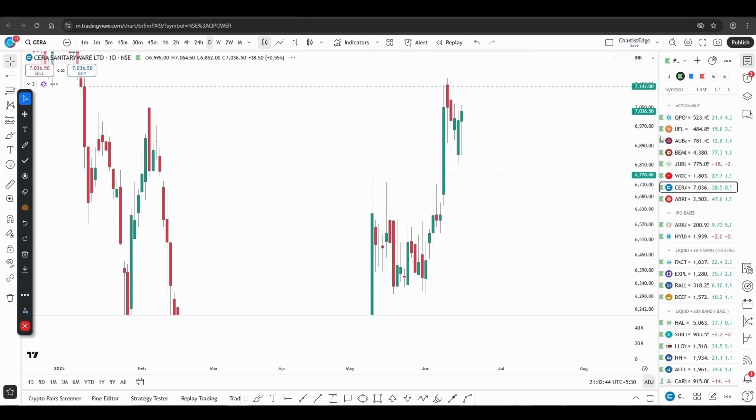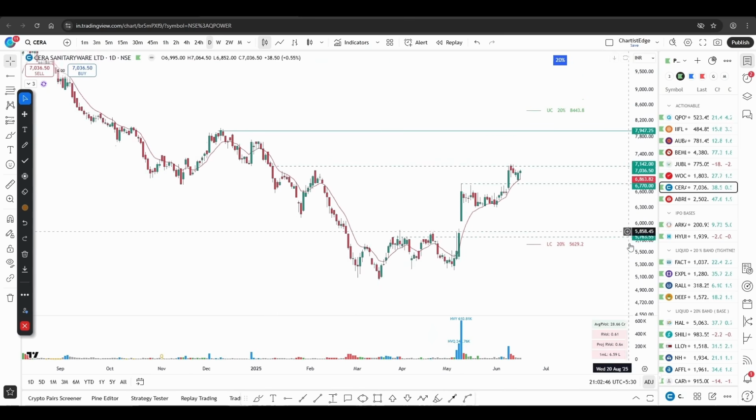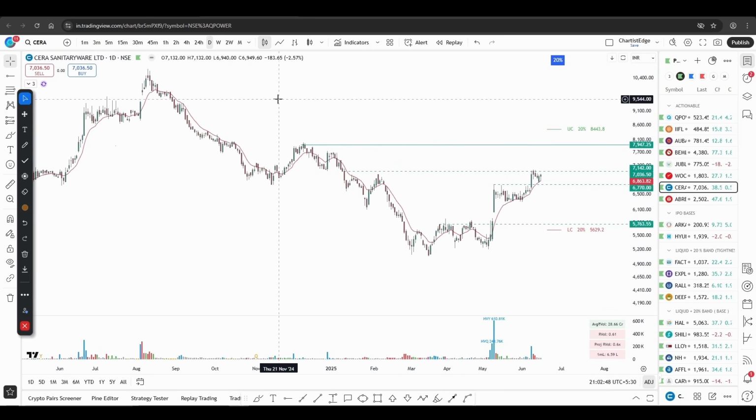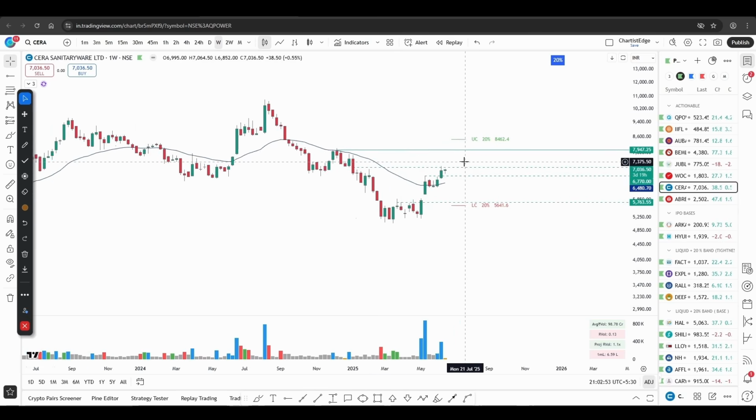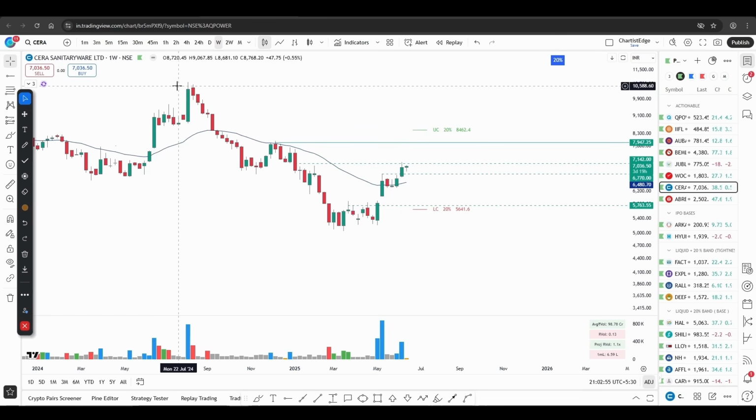Next example, next setup is Sera. Now this is rather a not so clean example, but it is fulfilling our criteria, where this is the LHS side on the higher time frame, which is weekly. We can clearly see it has contracted and consolidated above the 30 EMA and has given you a good breakout. The volumes are also decent here.